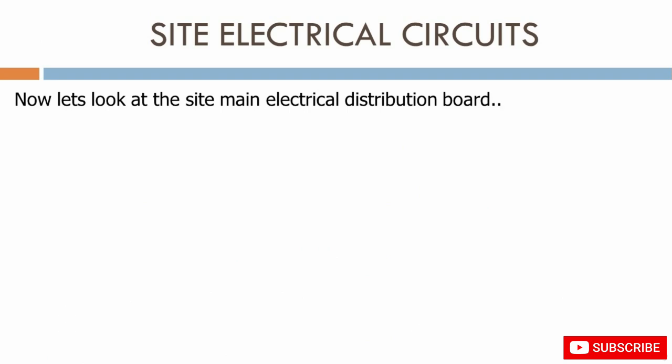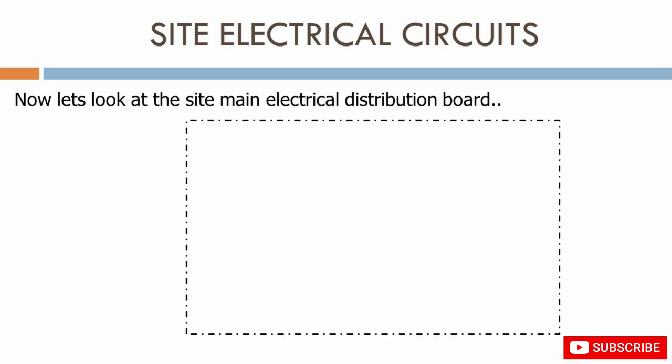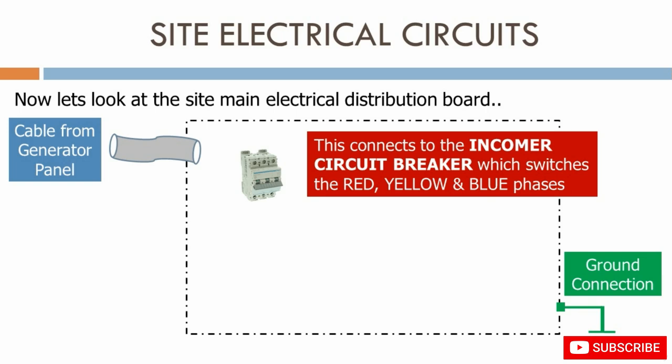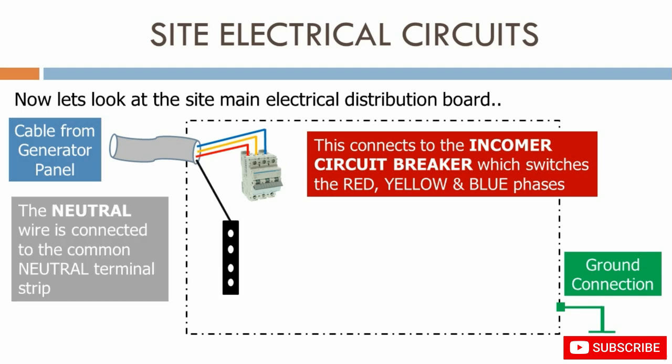Now let's look at the site main electrical distribution board. Firstly, the board should be grounded using a copper earth rod driven into the soil. We have the cable from the generator panel, bringing the three-phase supply into the board. This connects to the incomer circuit breaker, which switches the red, yellow and blue phases. The neutral wire is connected to the common neutral terminal strip.